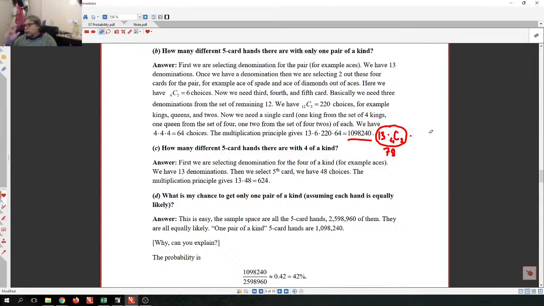So I have to have 3 different denominations. So I have maybe a pair of aces. Now I need to have maybe queens, kings, and 3s. Right? So that is denominations for the third, fourth, and fifth card is combinations, 12 different denominations. I have to select 3 of them for the third, fourth, and fifth card. Okay, this number is 220. You can use your calculator to do that. So this is 220.